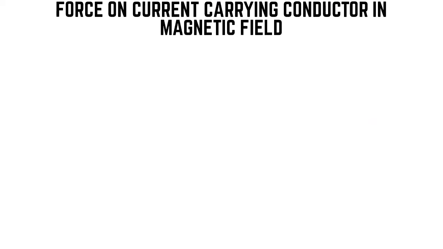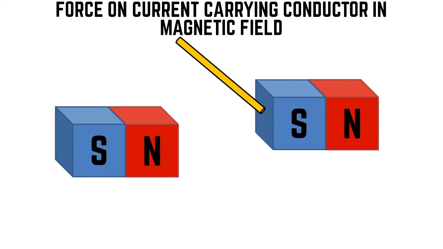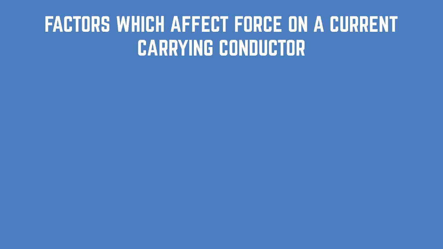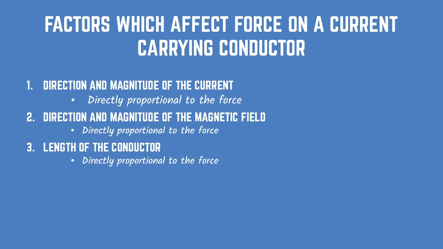When a current carrying conductor is placed in a magnetic field, it experiences a force on it. The factors which affect the force on the conductor are the direction and magnitude of the current, the direction and magnitude of the magnetic field, and the length of the conductor. The length of the conductor, the magnitude of the current, and the magnitude of the magnetic field are directly proportional to the force on the conductor.